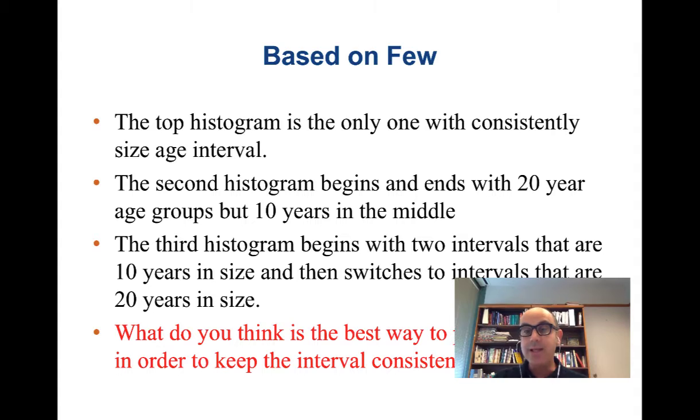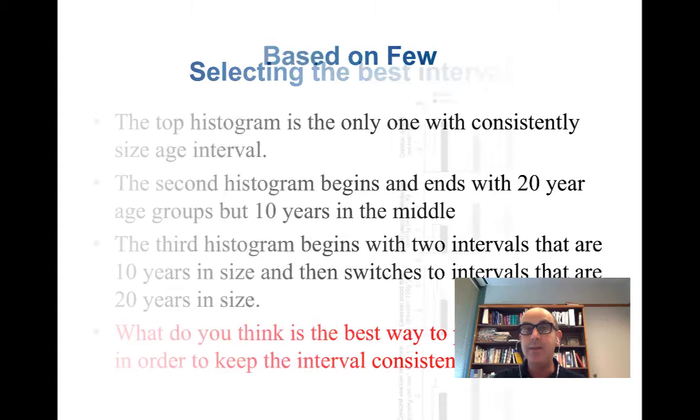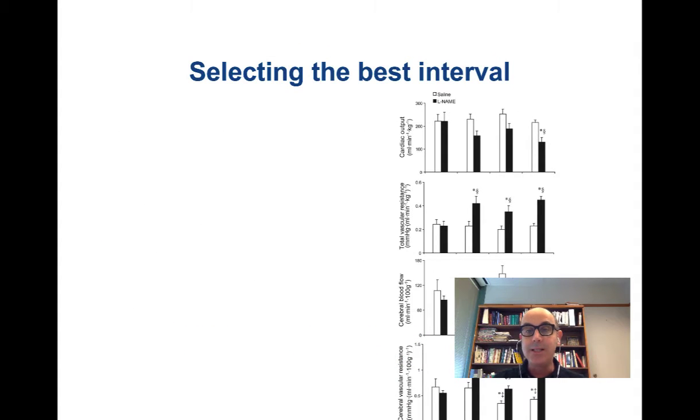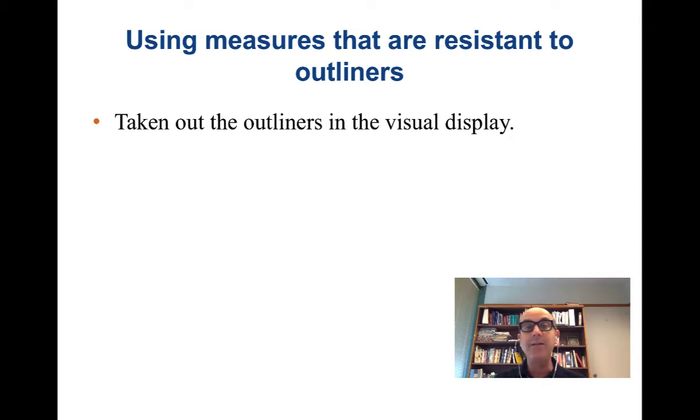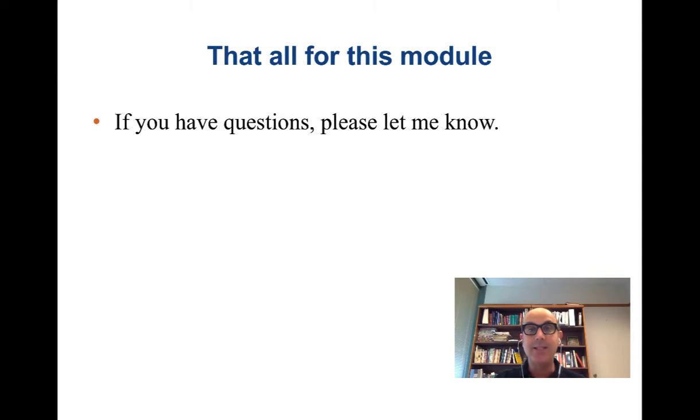So what do you think is the best way to present this data in order to keep the interval consistent with the overall selection? So again, the issue of how do we display it, how to do that, and to take the outlier out of the display itself. That is all. If you have any questions, let me know.